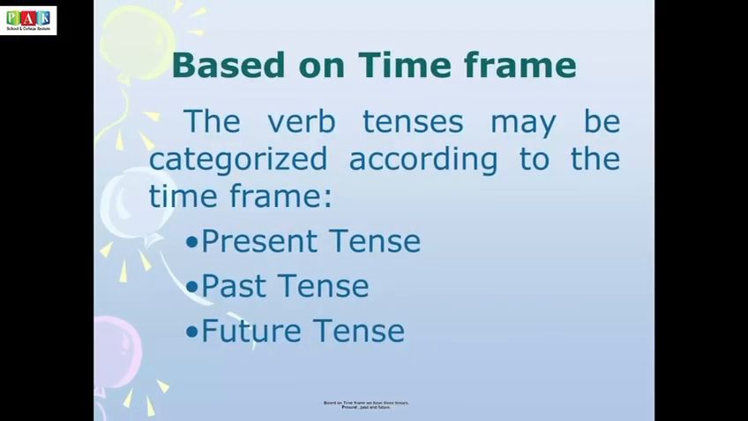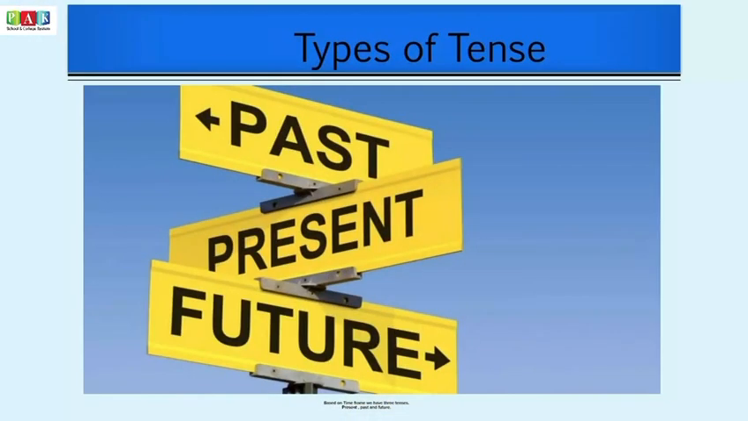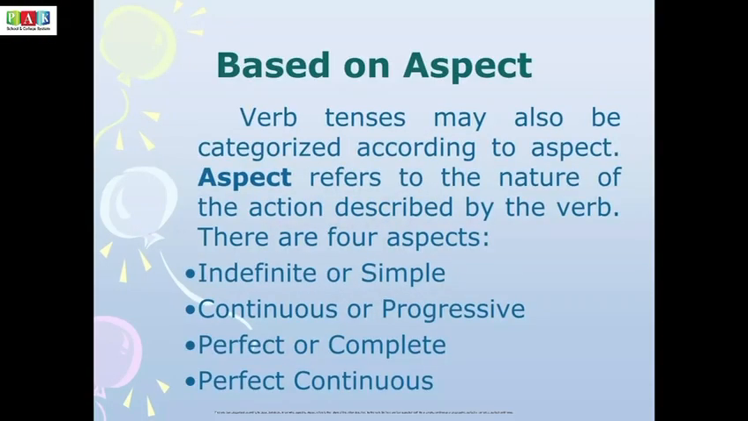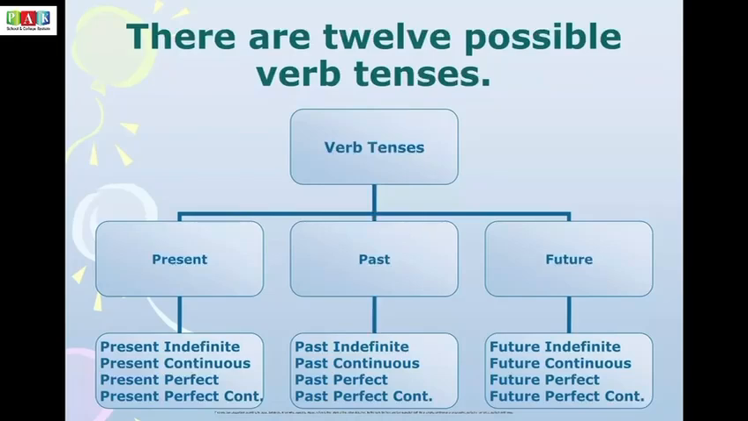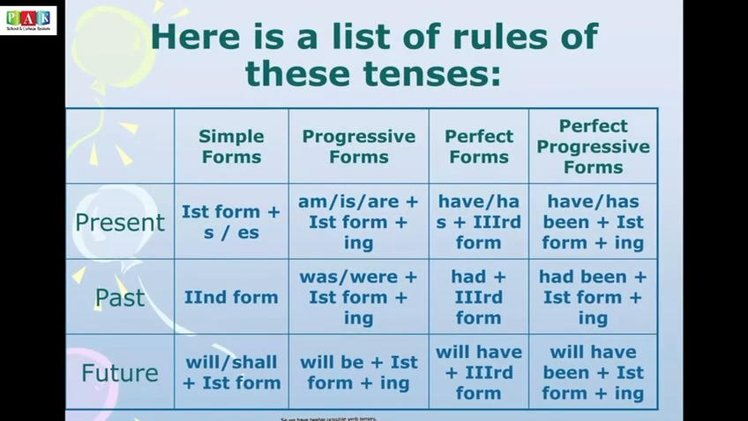So, the tense of a verb in a sentence tells us when an action is done. Based on time frame, we have three tenses: present, past, and future. They are also categorized according to aspect, but do you know what aspect is? Aspect refers to the nature of the action described by the verb. So there are four aspects: indefinite or simple, continuous or progressive, perfect or complete, perfect continuous. So we have 12 possible verb tenses.